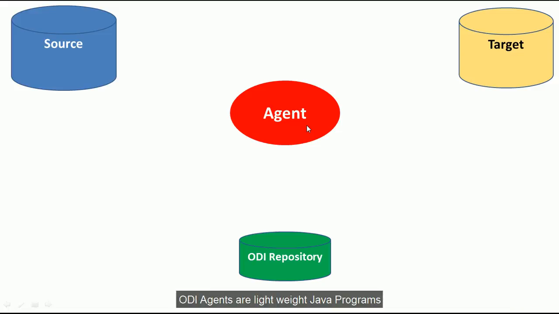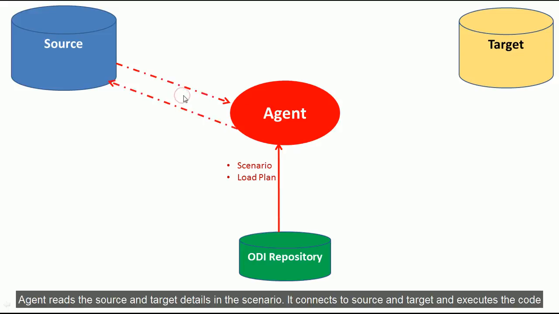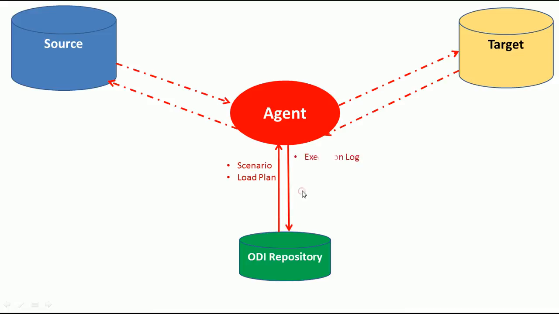ODI agents are basically lightweight Java programs. You cannot schedule scenario and run load plans without these ODI agents. Agents take this scenario from the ODI repository and then it reads source and target details in the scenario. It connects to the source and target and executes the code. It sends back the execution details to ODI repository.